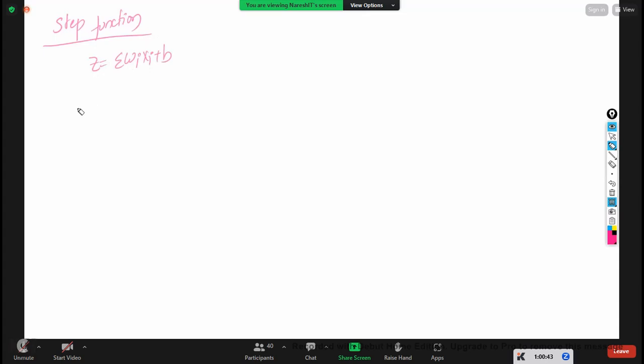Okay. In the step activation function, if the z value is less than or equal to 0, the output is going to be 0. If the z value is greater than 0, the output is going to be simply 1. This is called the step function.